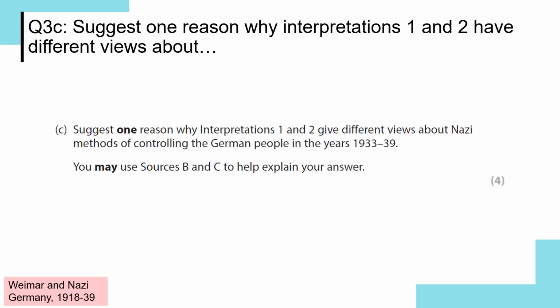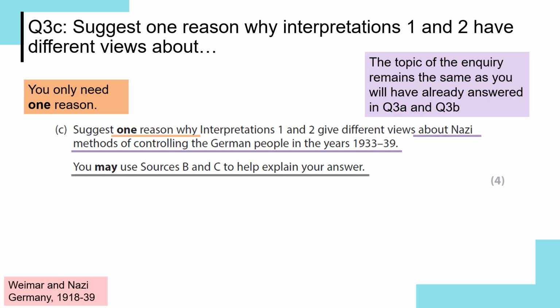Let's look at an example from the Germany paper. Suggest one reason why interpretations 1 and 2 give different views about the Nazi methods of controlling the German people in the years 1933 to 39. The examiner suggests you may use sources B and C to help explain your answer. So you only need one reason, and the topic of the inquiry is the same as you have already looked at in question 3a and 3b.